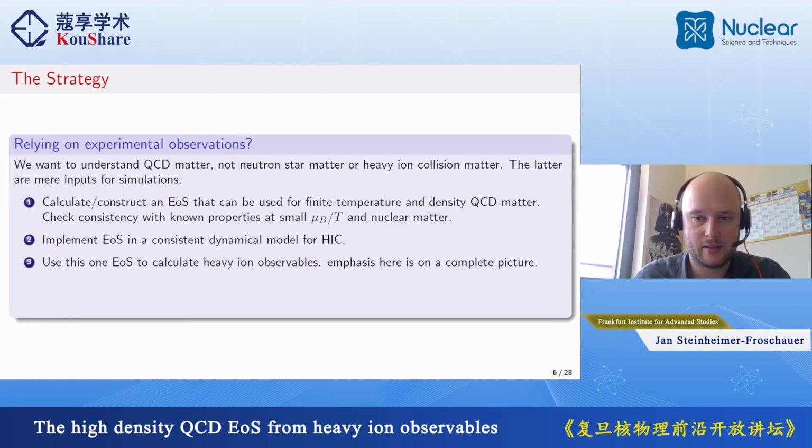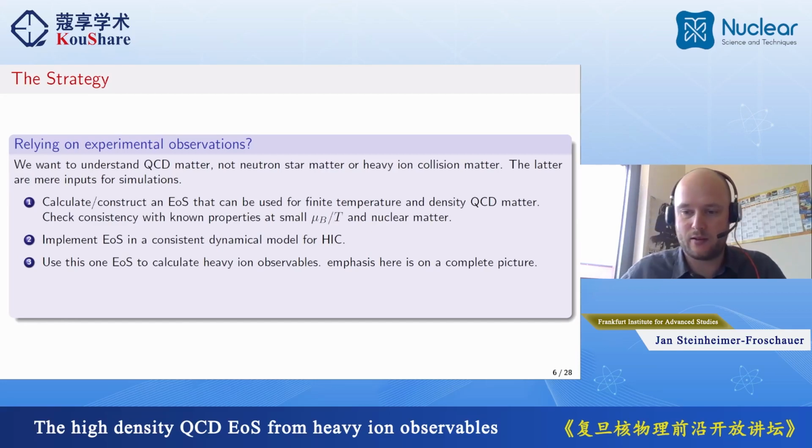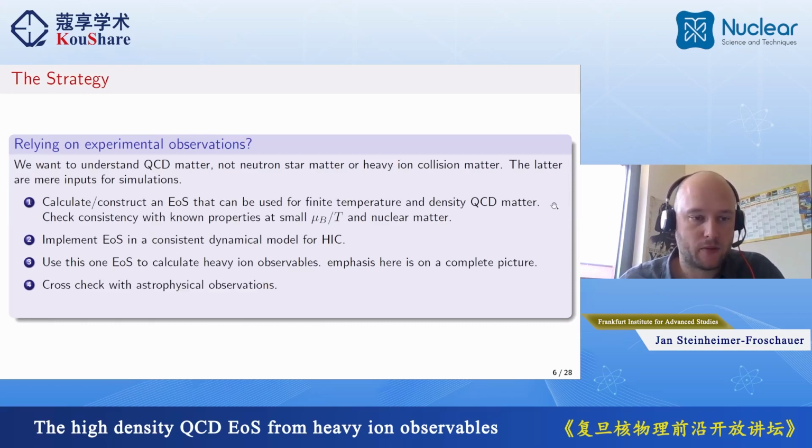Okay, and then you use this one equation of state to calculate different heavy ion observables. And here the emphasis should be on a complete picture, because it doesn't help you if you calculate one observable and it works for one equation of state, and then for another observable you get a different equation of state, and then in the end you don't know what you get. So because we have this big wealth of experimental data in heavy ion collisions nowadays, it's really important to use that, right? And try to find a consistent picture of everything.